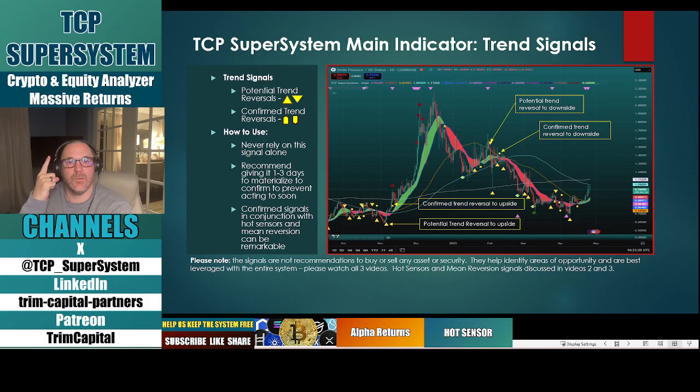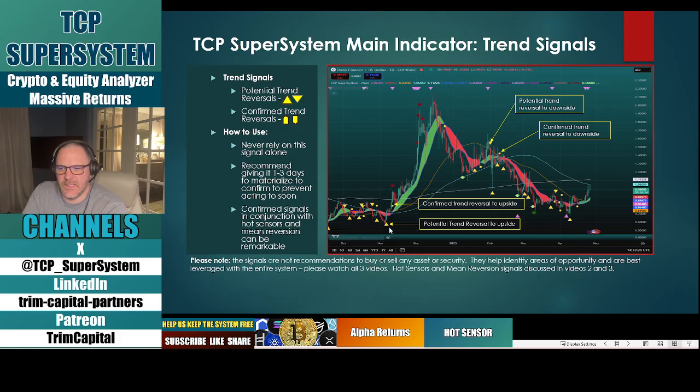Triangles, which are potential trend reversals. Labels, confirmed trend reversals. So as an example on the screen, you can see here we got our potential downtrend, right? Confirmed downtrend. And better examples would be here. So like here's our potential trend reversal, right? Here's our confirmed. And then you can see what happens. And then we'll go into what those diamonds are in just a minute.